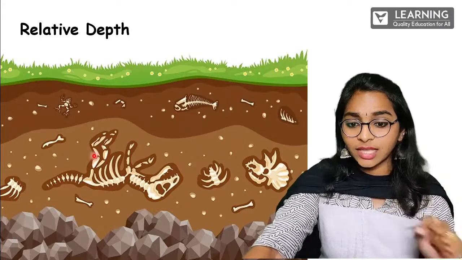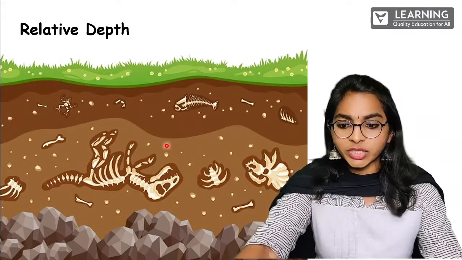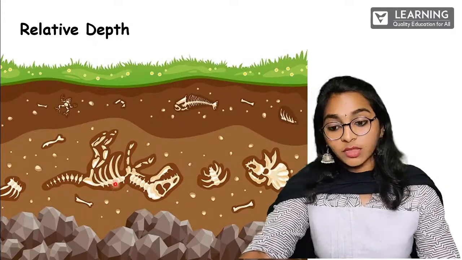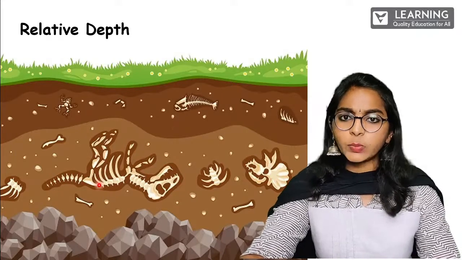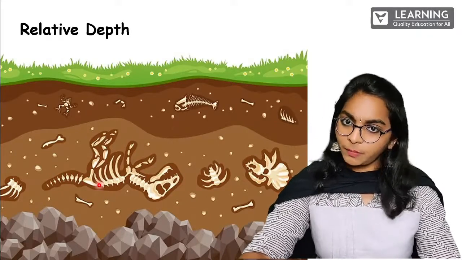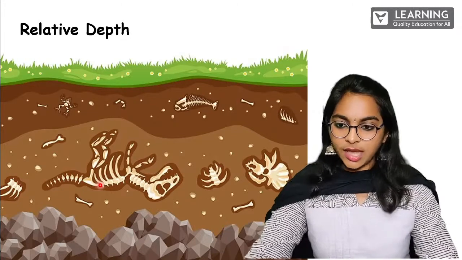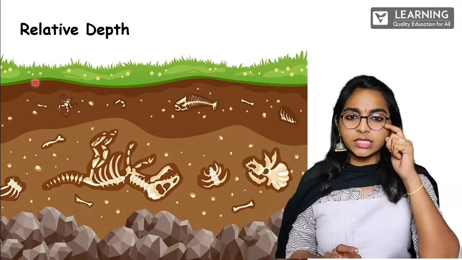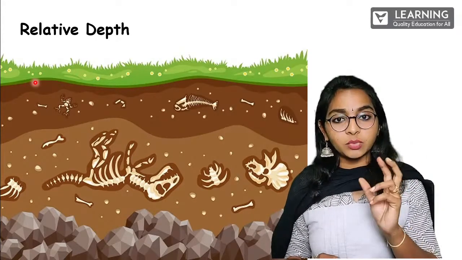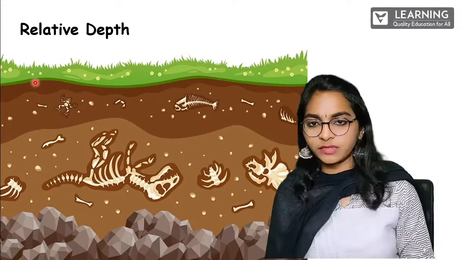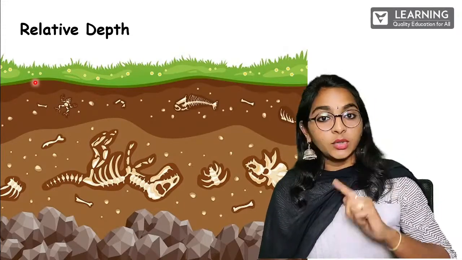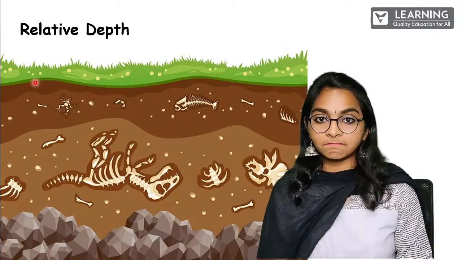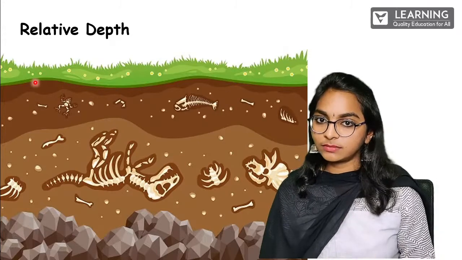But for this method, they have to actually know the age of the rock which is near it, or at least the age of one fossil. So if they know the age of this fossil, they can very well relate it with this and come to a conclusion, right? Even this method, they are using it. The first thing is relative depth. Relative depth just shows the comparison between the depth of two different fossils. Two basically. So whichever is deeper will be older. Okay, clear?